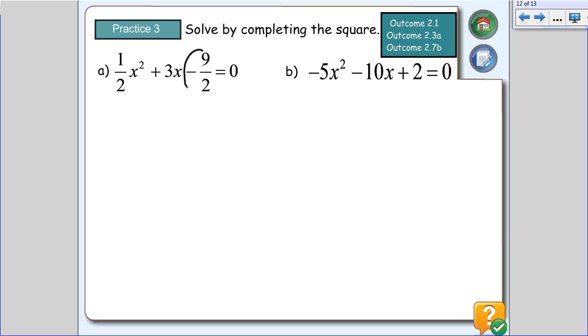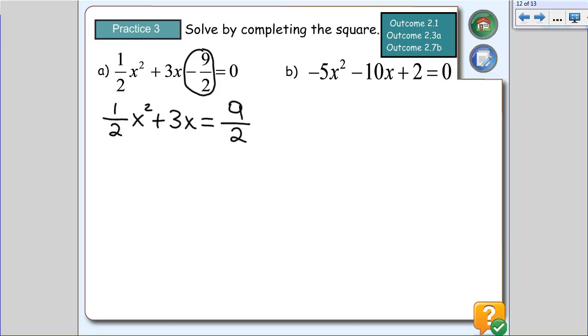I don't know, actually. Good question. Because everything that doesn't have an X needs to be on the other side. So now it's +9.5 on the other side. Yeah, so we got 1 over 2 X squared plus 3X is equal to 9 over 2. Awesome. What is our second step going to be?